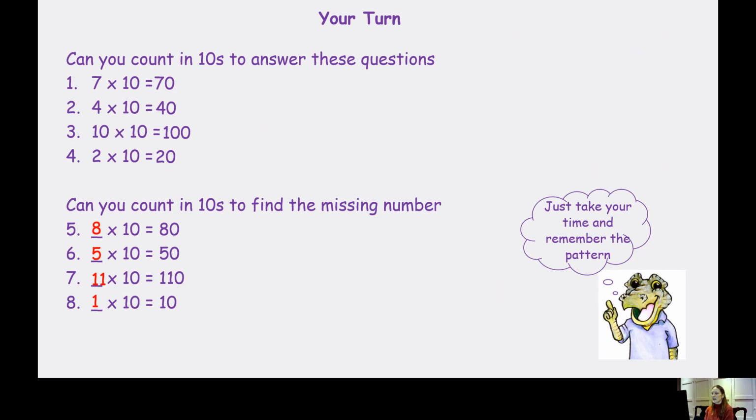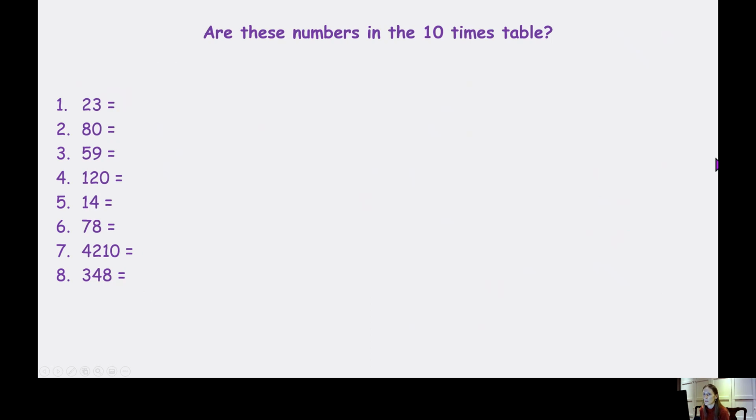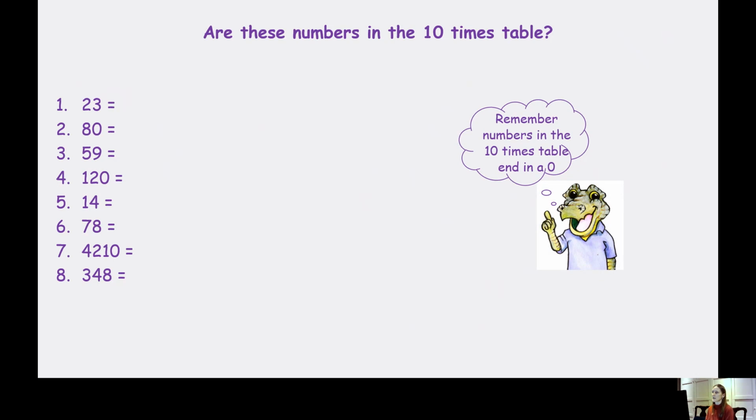Okay, so I have another challenge for you now. And the next challenge is have a look at all of these numbers. And I wonder, can you tell me whether these numbers are in the 10 times table? And if you need a little bit of help, here's Cuthbert with a quick reminder. And he says, remember, numbers in the 10 times table end in a 0. Okay, so really important. We need to remember that when we look at these numbers. Have a look at that end number really carefully and decide, are those numbers in the 10 times table? So if you pause the video now, have a go and pop back in a moment to see how you've got on.